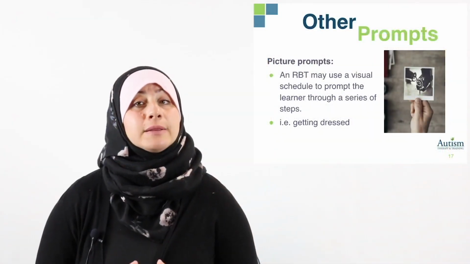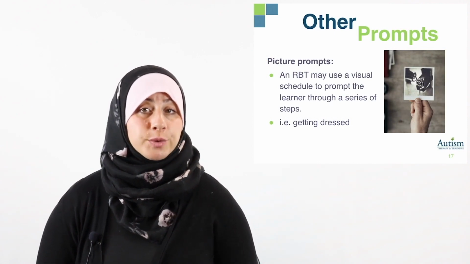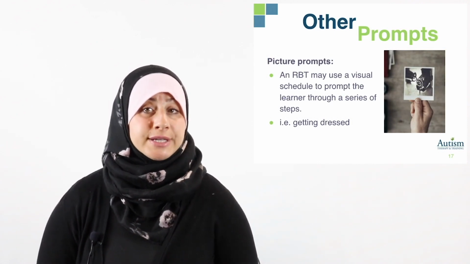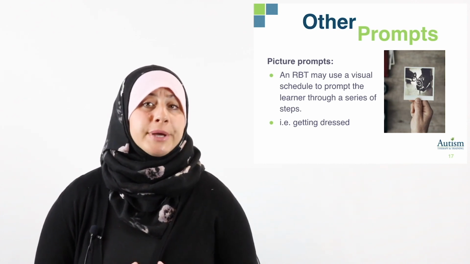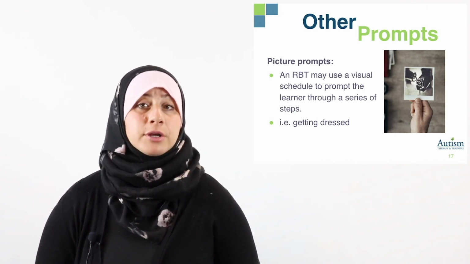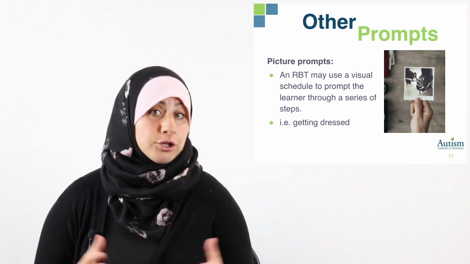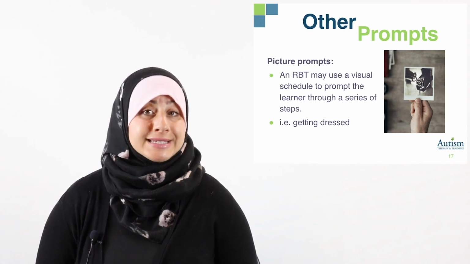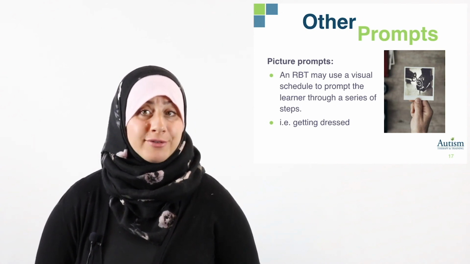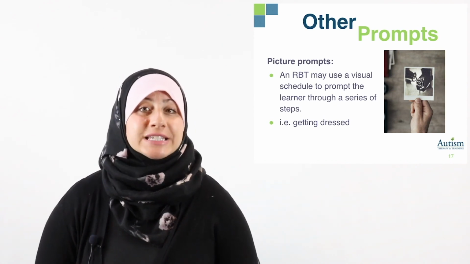Picture prompts allow the RBT to use visuals to prompt the learner through a series of steps, such as getting dressed, like a visual schedule. Pictures can be used to prompt the correct response when teaching intraverbals. The learner would tact the picture instead of the RBT prompting verbally, as we'll see in this video model.